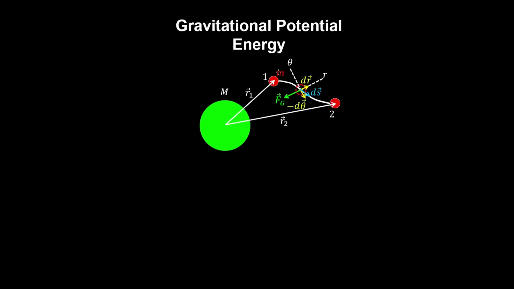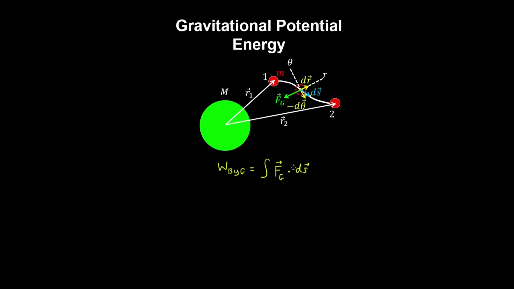Suppose we have a particle that moves along a curved path in a gravitational field. Then the work done by the gravitational force as the particle moves an infinitesimal distance along the path ds is the dot product between a gravitational force and a displacement vector.